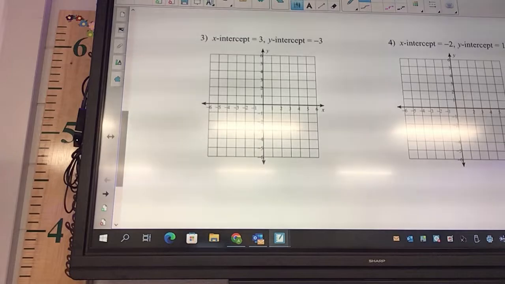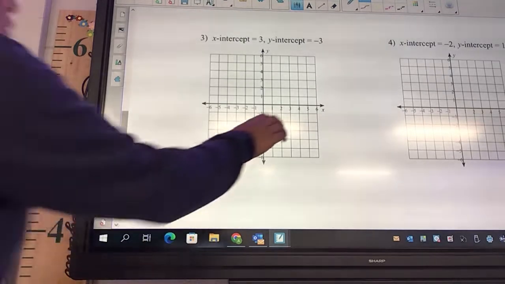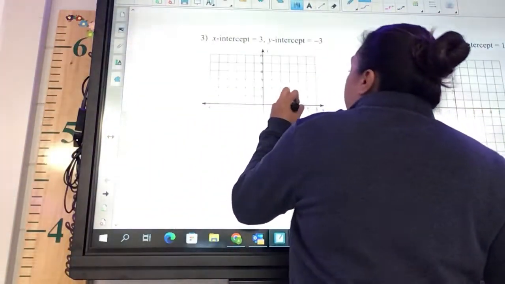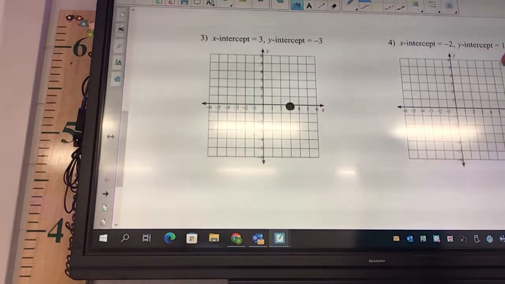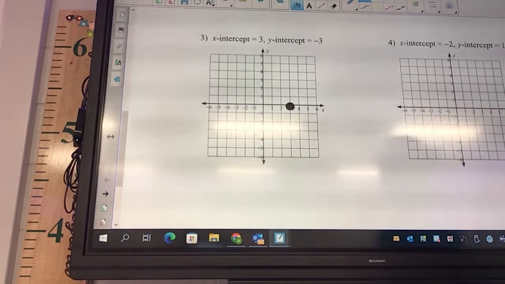Okay, so on this one, the x-intercept is at what? 3. Is the X line up and down or sideways? Sideways. Okay, so we're going to go to the X and put the 3. And the Y is at what? -3. Is it up and down or sideways? Up and down.